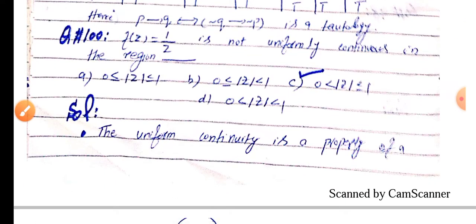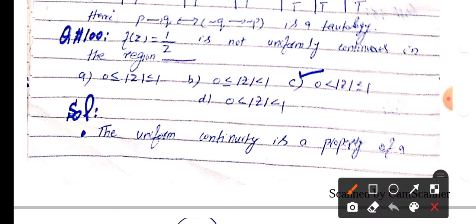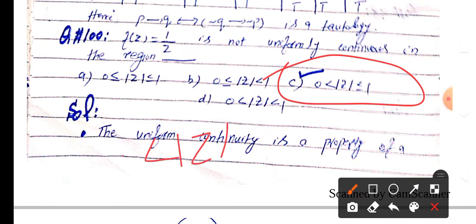100. f of x is equal to 1 by z is not uniformly continuous in the region. So option C is correct: mod z greater than 0 and less than or equal to 1 is correct.